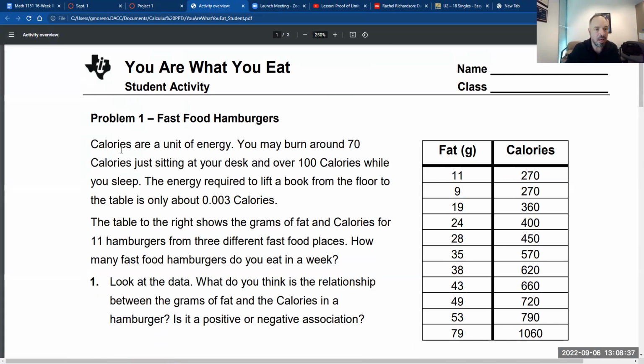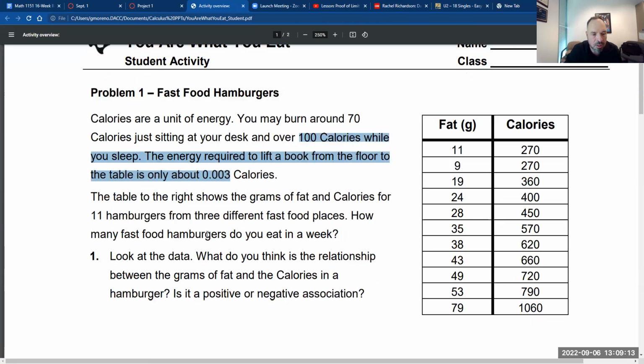It says calories are a unit of energy. You may burn around 70 calories just sitting at your desk, and over 100 calories while you sleep. The energy required to lift a book from the floor to the table is 3/1000ths of a calorie. The table to the right shows the grams of fat and the calories for 11 hamburgers from 3 different fast food places. How many hamburgers do you eat each week? Obviously, you don't have to answer that question. Some of these pieces of information are interesting, but not necessarily important to our project.